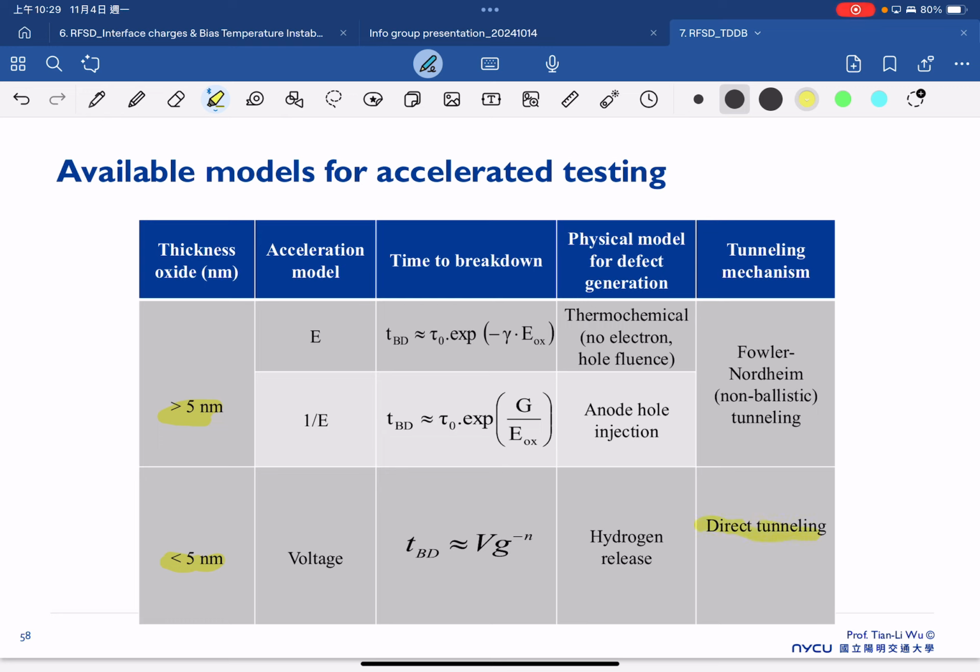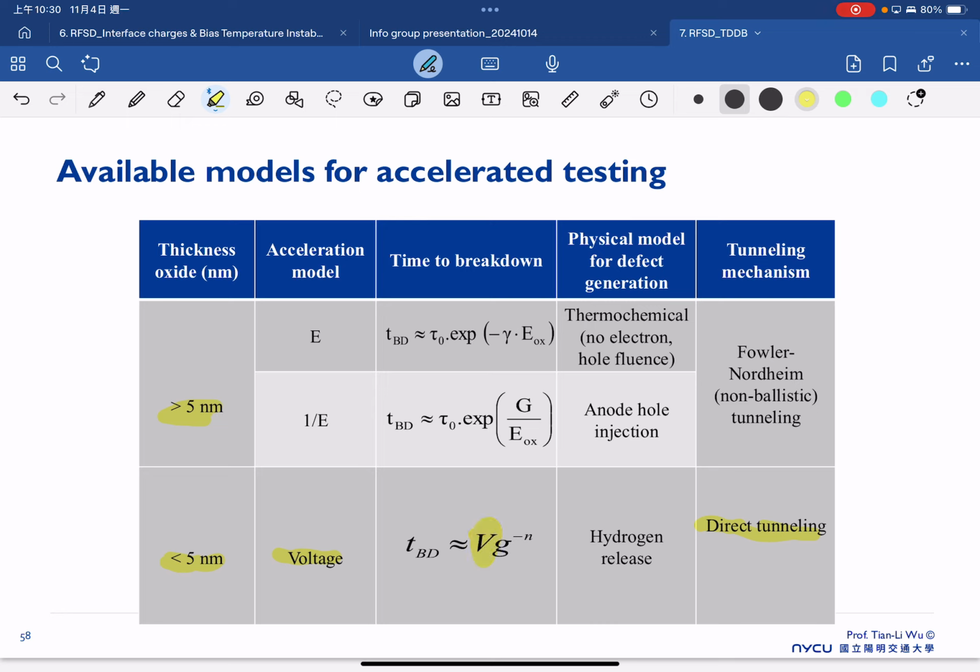Because our thickness is too thin, the current is completely tunneled through our dielectric without the dependency of the electric field. Actually, right now, it's mainly dependent on the voltage. So that's why our lifetime model is based on the voltage. That's what we mean by the voltage model.